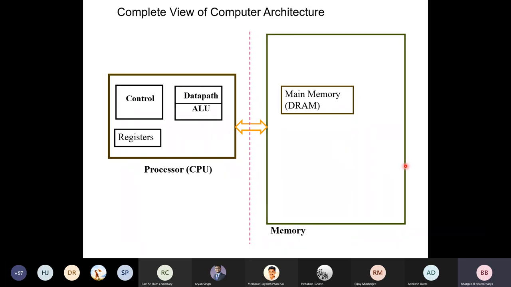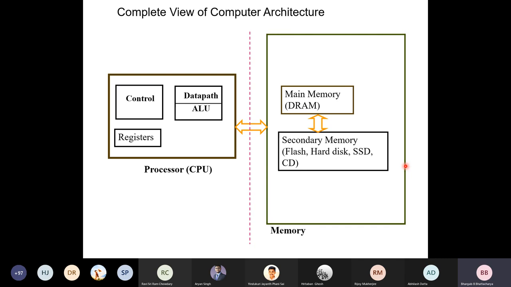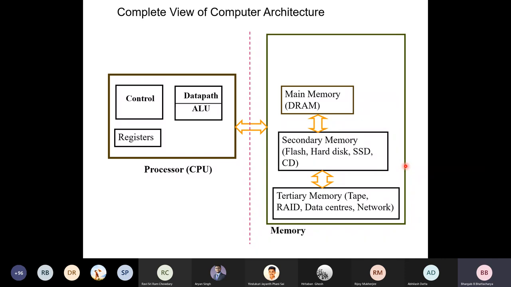And not only DRAM, there is also a hierarchy here, because you have secondary memory like flash, hard disk, solid state drive, CD, and so on. Also very large backup memories, like redundant array of inexpensive disks, data center network, and so on. In the earlier days, people used magnetic tapes. And also we have the cache memory, which is a faster kind of memory, also called SRAM or static RAM. This memory structure is called memory hierarchy, which will be studied in detail later on. And the purpose of this hierarchy is that it improves the memory transaction time.